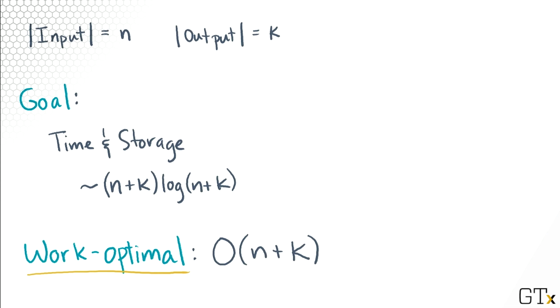So in the computer science world, we call an algorithm that scales linearly, like O of n plus k, work optimal. And goals are good.